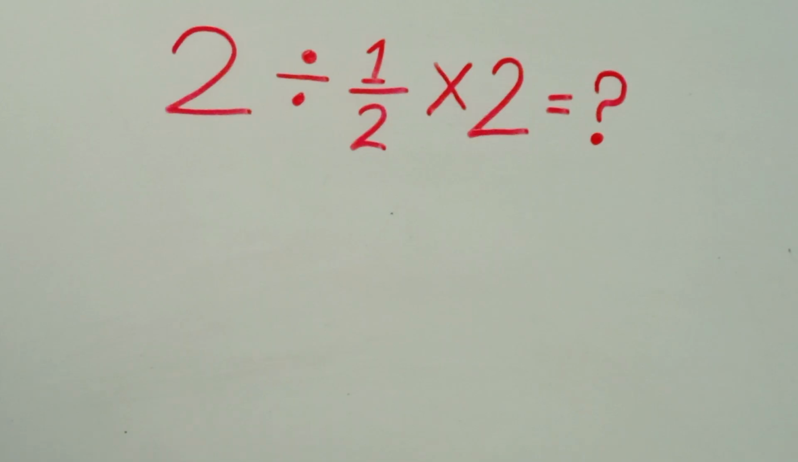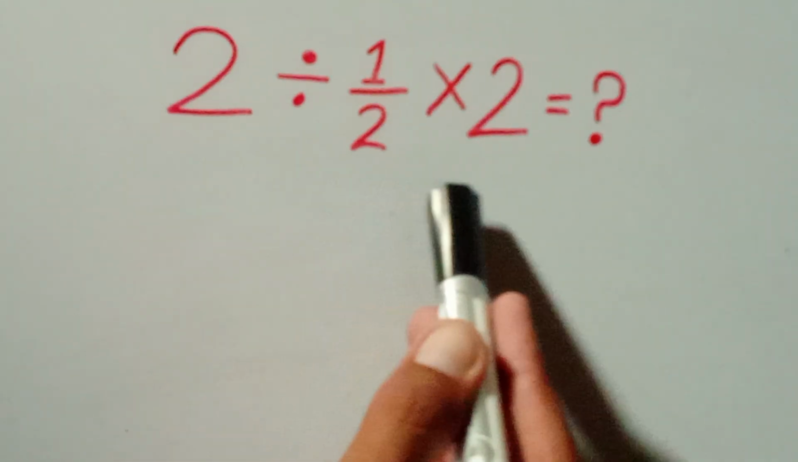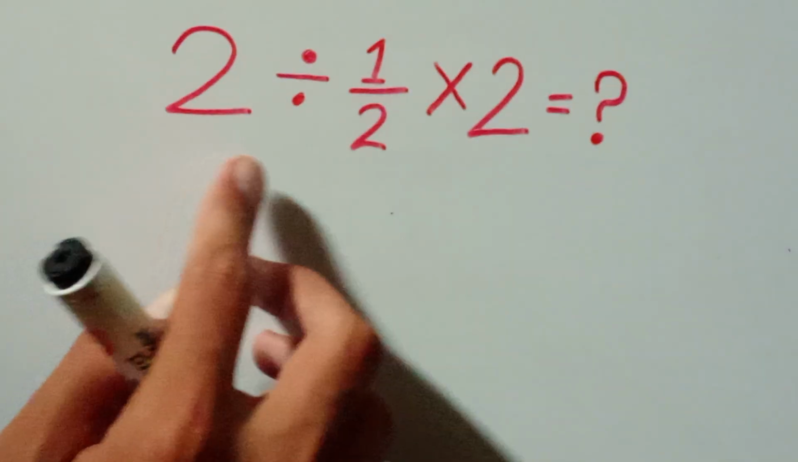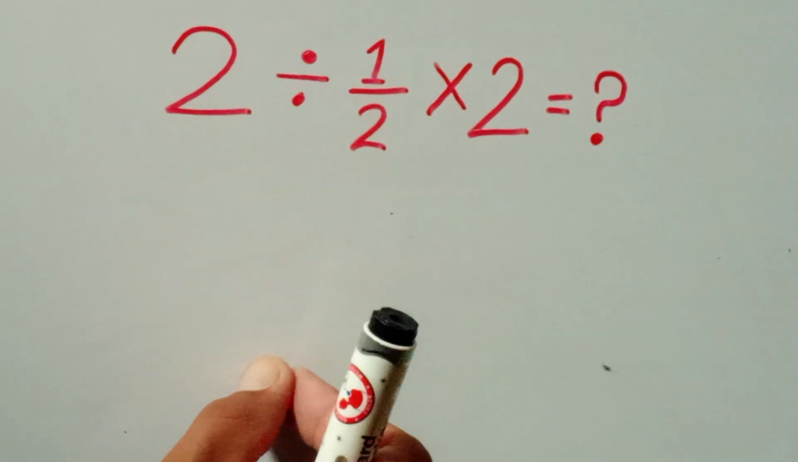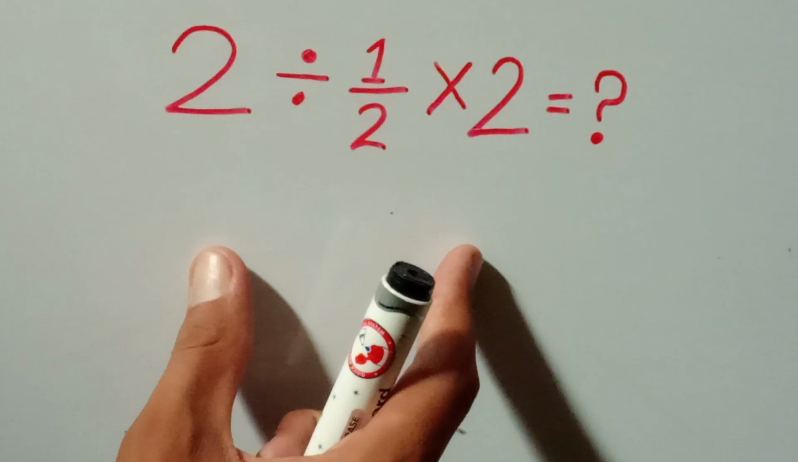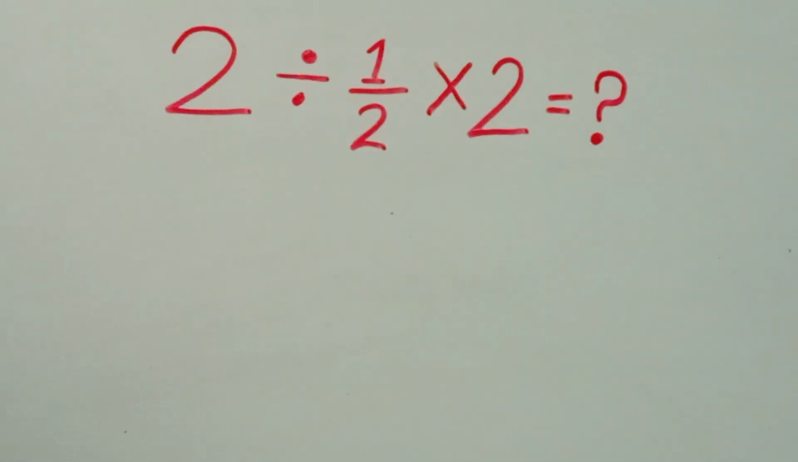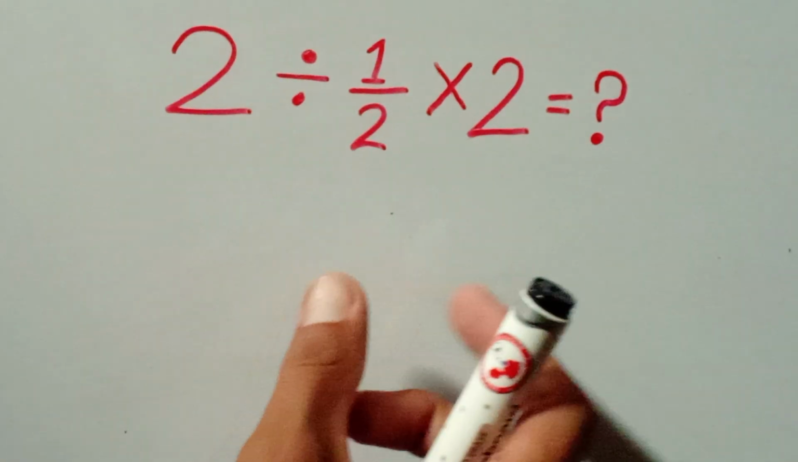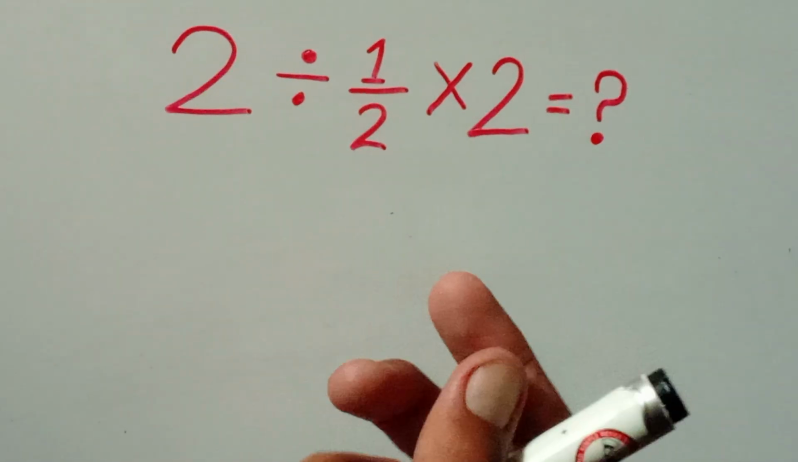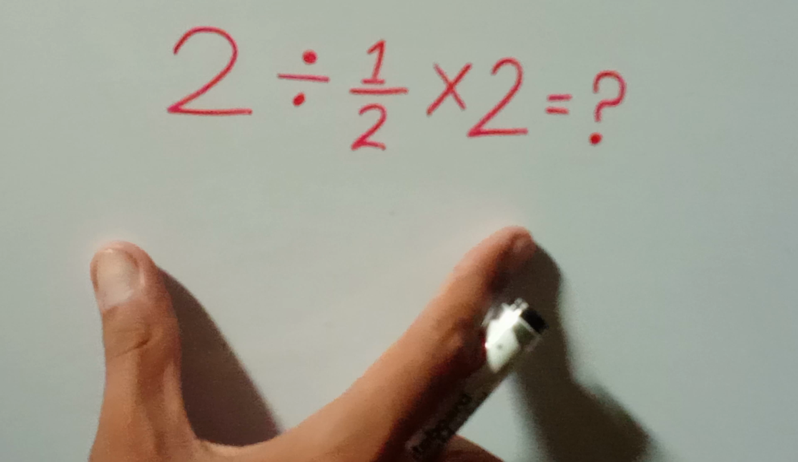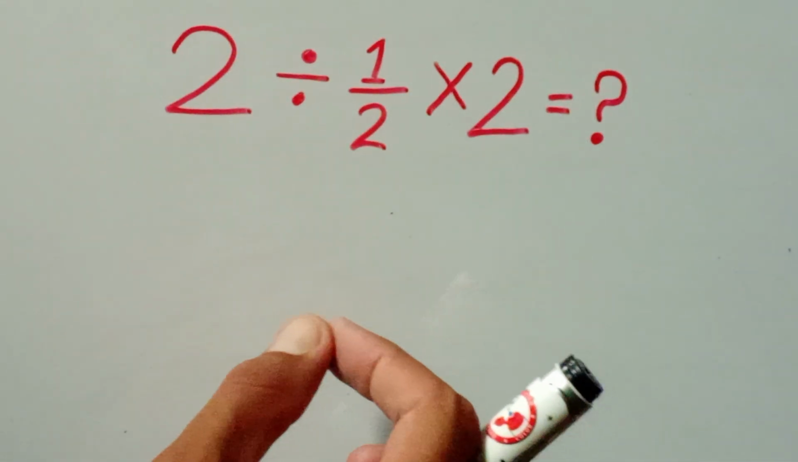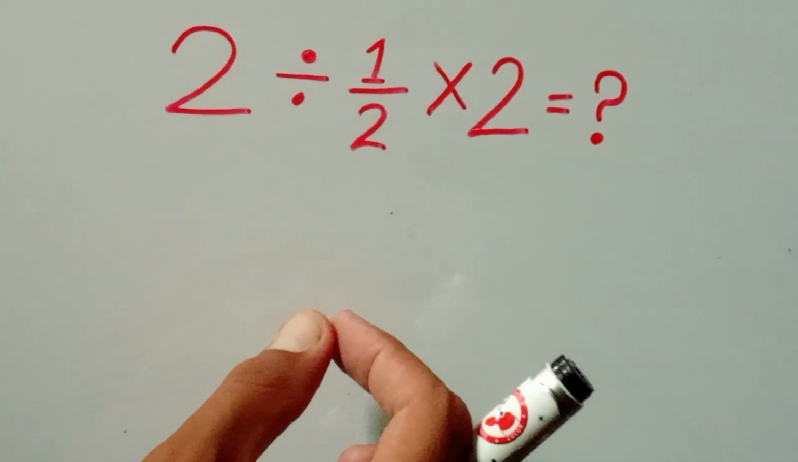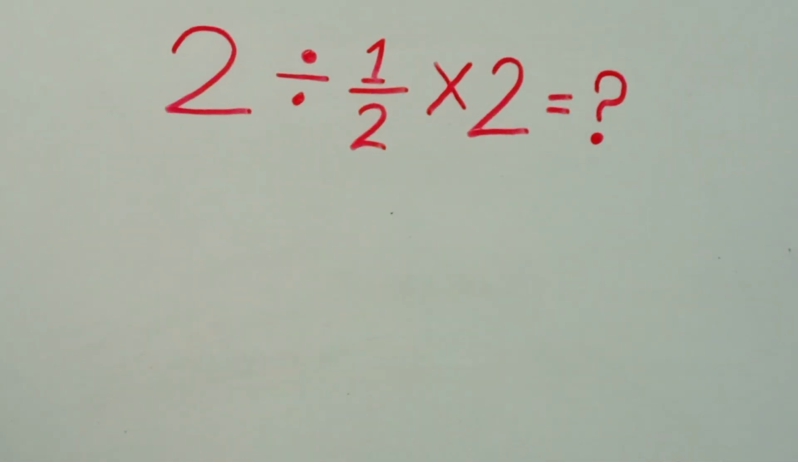In this video, we can find the value of this expression, which is 2 divided by 1 divided by 2 times 2. If you are a genius, then solve this question in just 30 seconds. But if you are a student and do not know how we can simplify this expression, then I can simplify this question step by step. So watch the complete video and do not skip it.